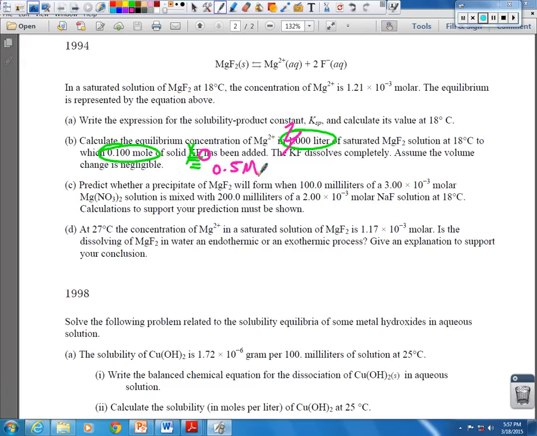0.5. Actually, not. No, it would be 0.05, because it's moles divided by liter. That'd be real dirty if they did that. Okay. Any other questions?